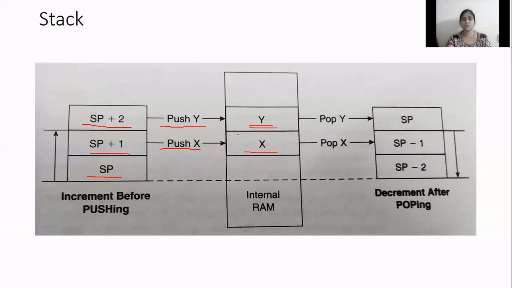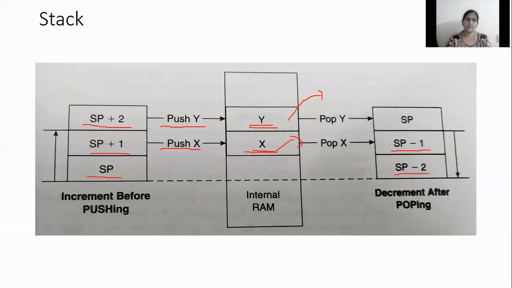So what is happening at the pop operation now? Retrieve the data first and then decrement your stack pointer. That is your pop operation. The same way, if I want to pop out X, first pop out the data. X is the data. Pop it out to any register or to any direct location, and then decrement the stack pointer by 1 again. So it becomes SP minus 1 the first time, and the second time if I pop out, it becomes SP minus 2. That is decrement after popping.